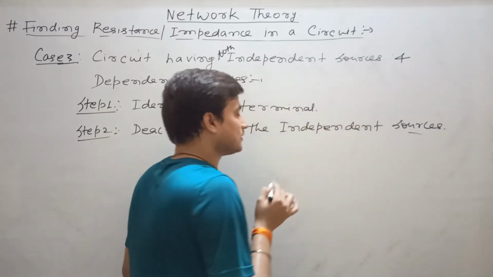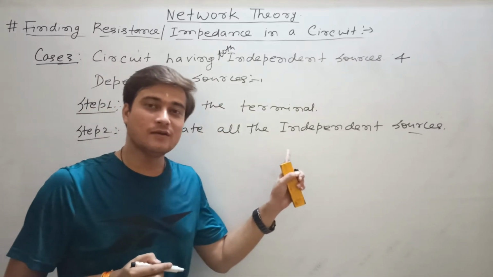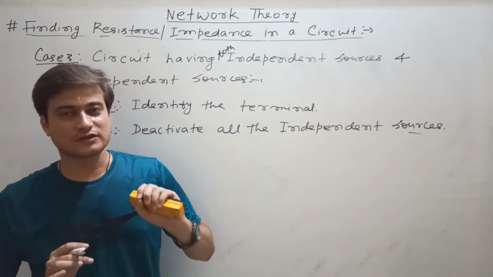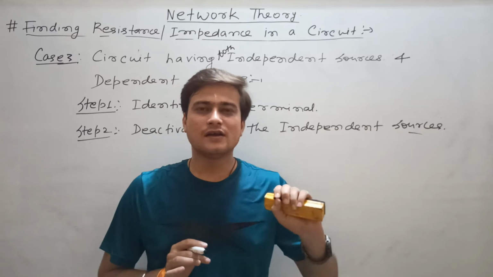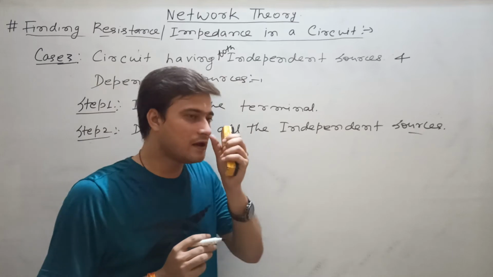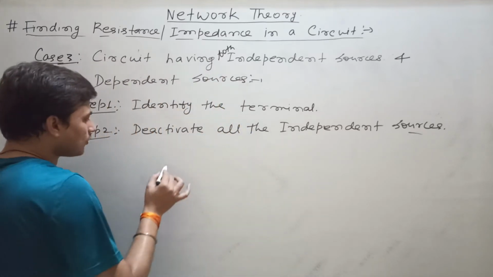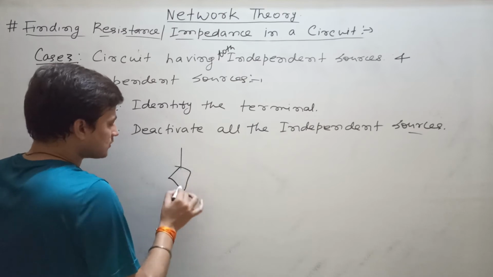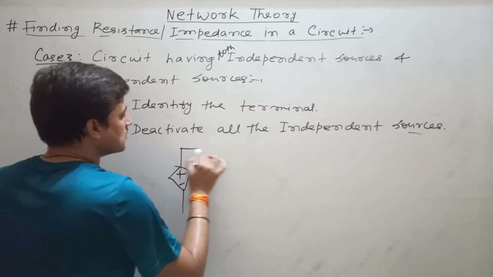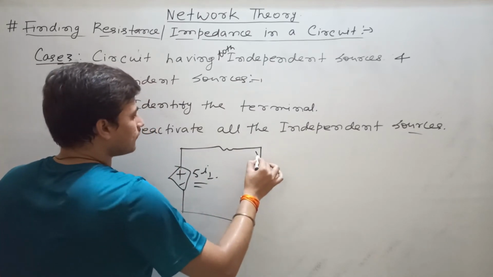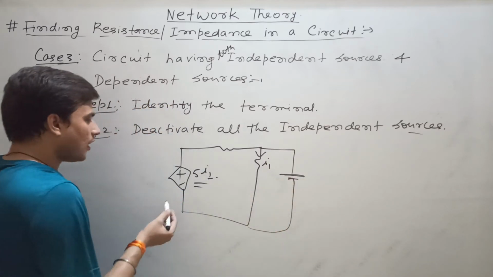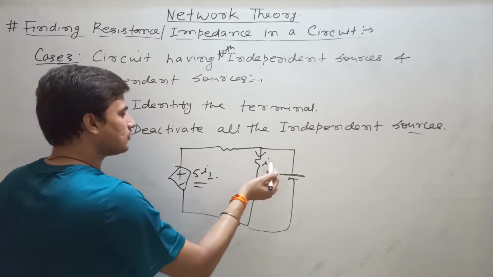But remember these things. They are saying you to deactivate the independent sources only. You are not going to deactivate any dependent source. Clear? Don't deactivate dependent source. Again your question will be, sir, why we can't deactivate dependent source? Because you know what is the meaning of dependent source. Suppose its value is 5I1. Now what about I1? Suppose I1 is the current of this branch. Now its value itself is dependent on this branch.